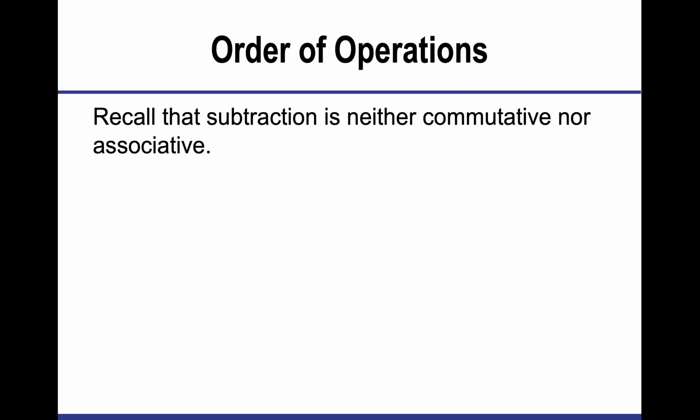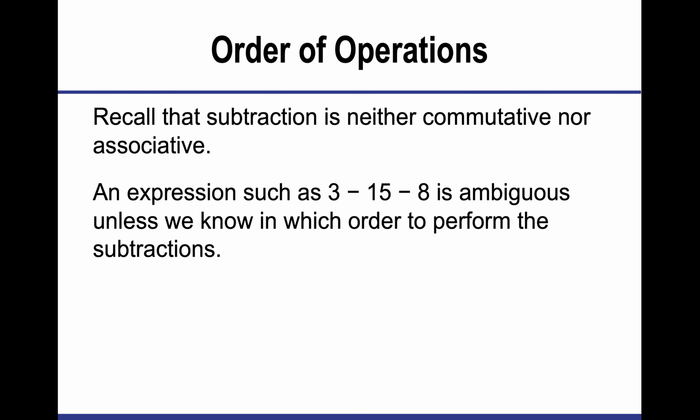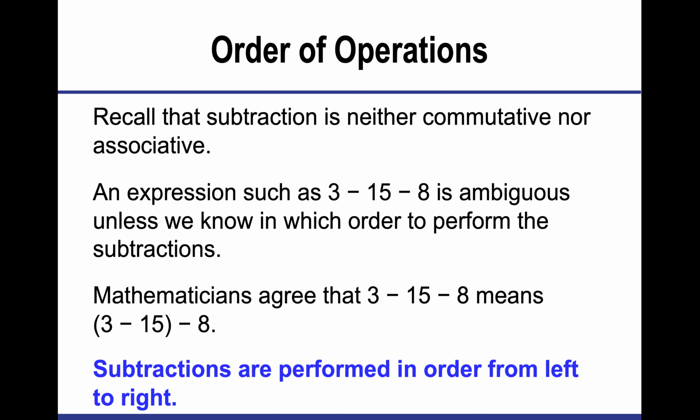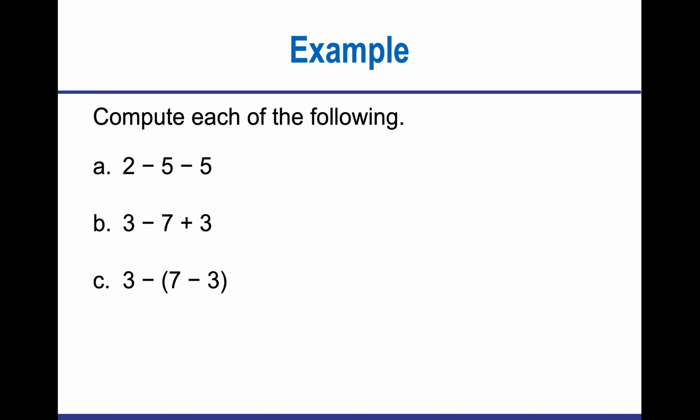So we want you to recall that subtraction is not commutative or associative. It does not have either of those properties. So that means we cannot swap the order and arrive at the same answer. And it has to be done from left to right. The biggest mistake that we see in the order of operations is students don't go left to right. They have to go left to right. So here's an example of just moving left to right.